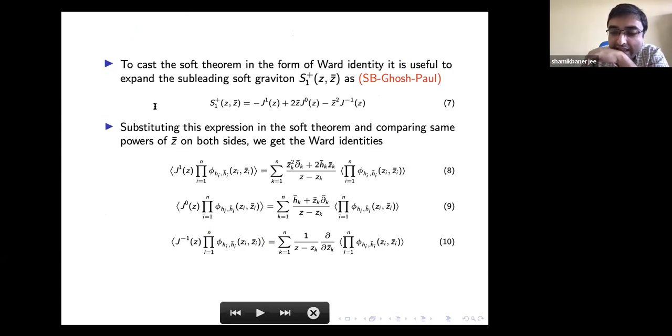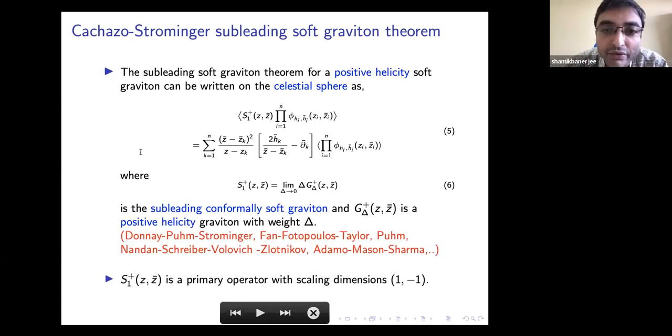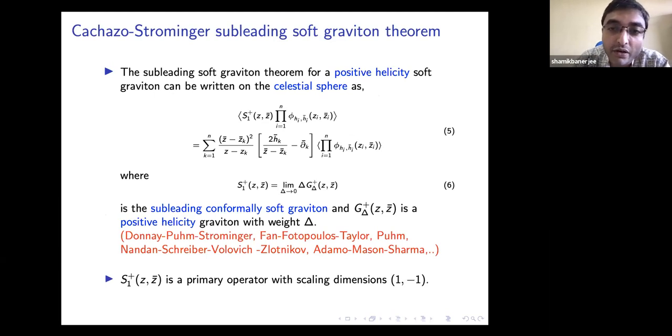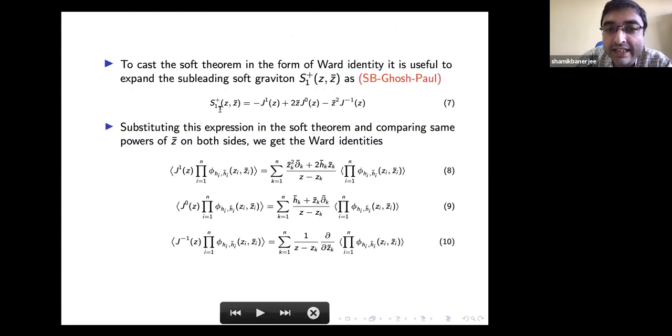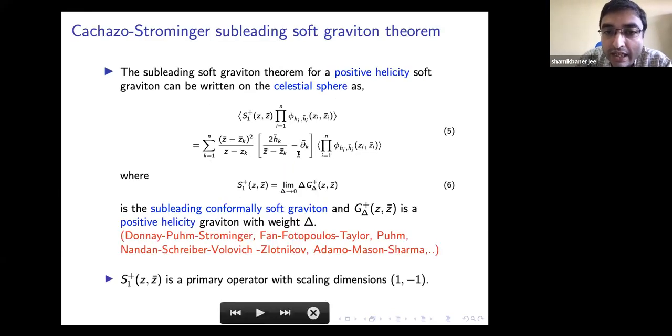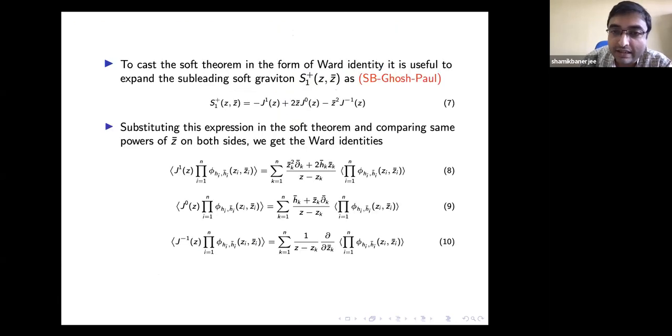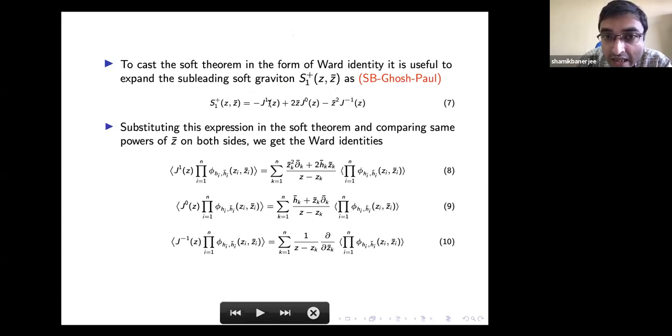Now, in order to recast this in a more useful form, so this more or less has the form of a Ward identity. What we do now is expand this S1 plus of Z, Z bar in powers of Z bar, because if you look at the right hand side of this soft theorem, you can see that you have only Z bar in the Z bar minus Z bar k squared. So this expansion will stop at Z bar squared, and you get three coefficients which are J1(Z), J0(Z), and J minus 1(Z).